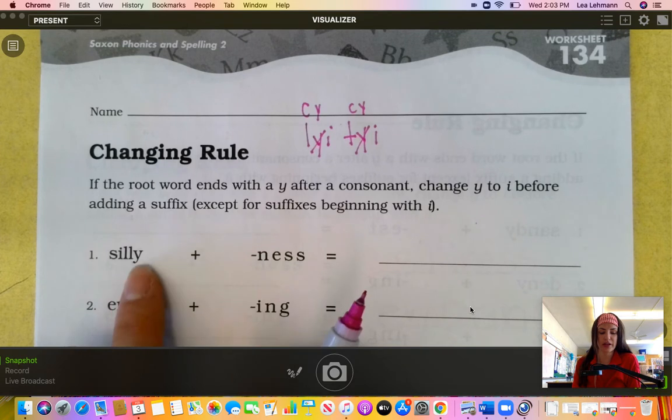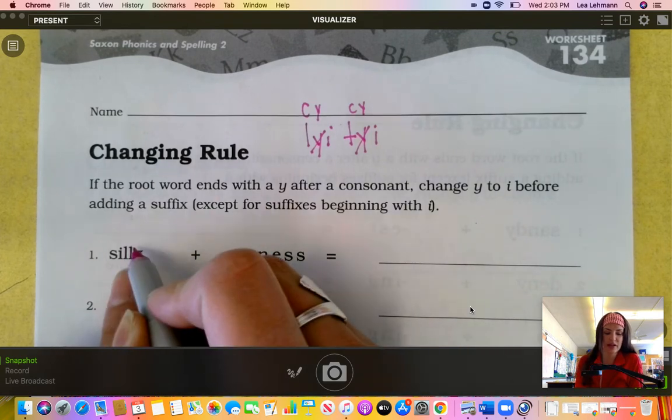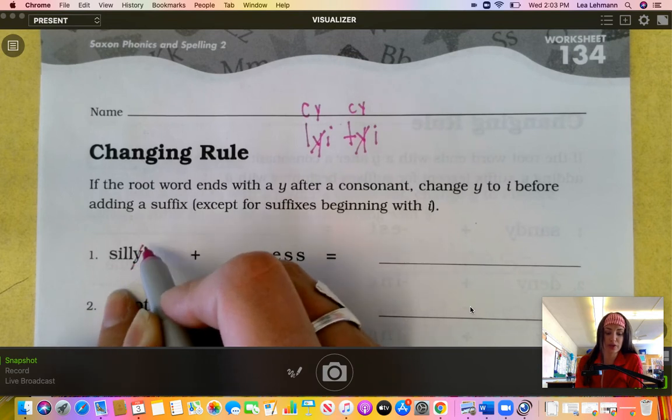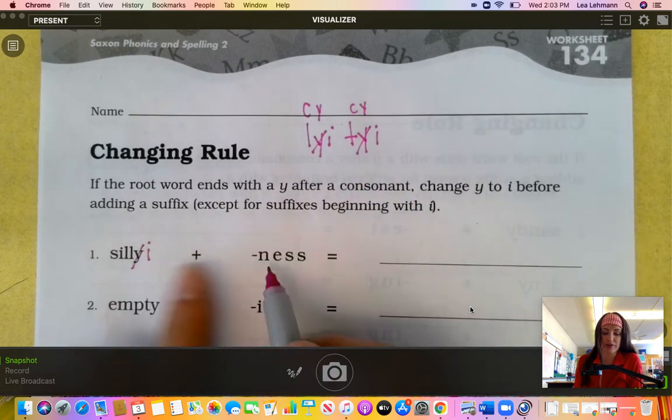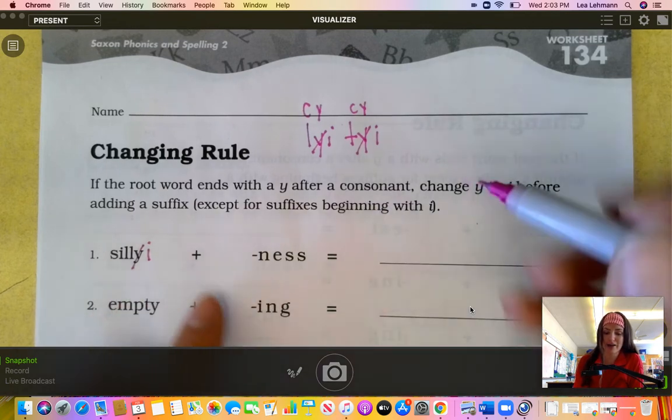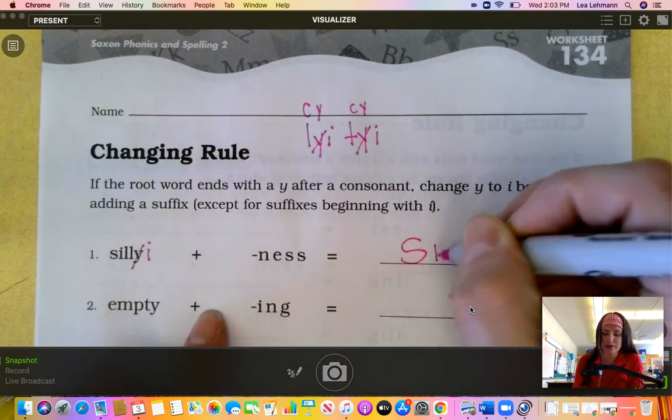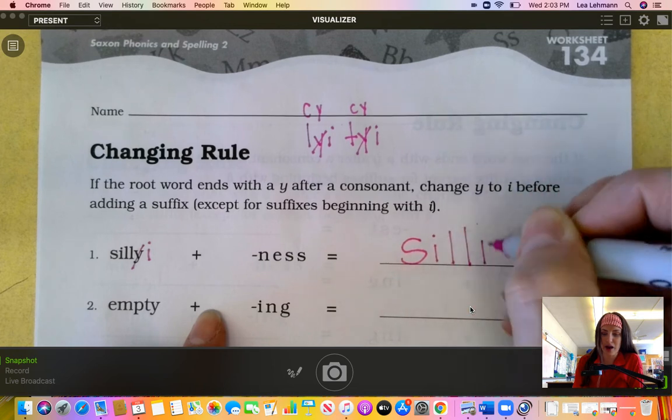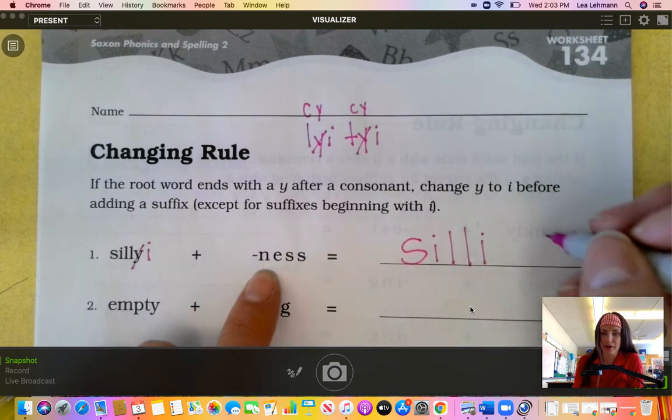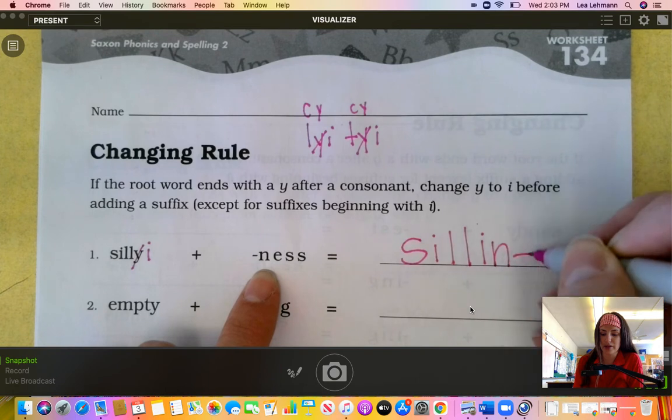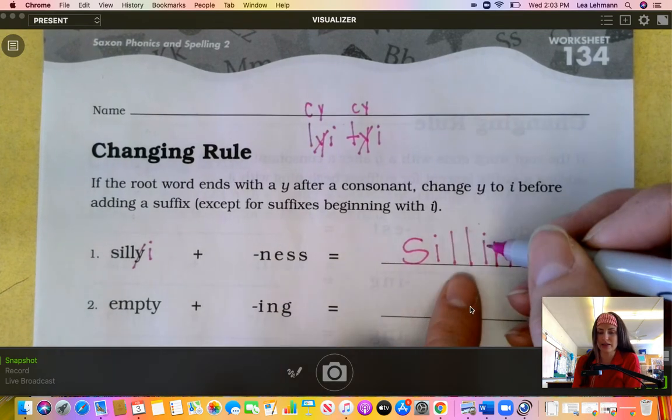So this one, it ends with a consonant and then Y. So I'm going to change that to an I, and that does not start with an I, so we're fine. So it's silly with an I now at the end. Silly with an I, and then I add my suffix, N-E-S-S, silliness.